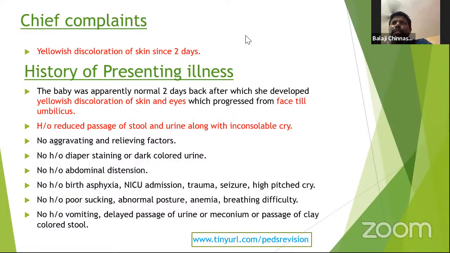So whether there is any poor feeding, whether there is any cephalohematoma, whether there is any blood group incompatibility, or whether it is a cholestatic jaundice. So you are going to ask about diaper staining, dark colored urine and all. And finally, is the jaundice really severe enough to have some complications leading on to bilirubin encephalopathy. Okay, continue. Yes, sir.